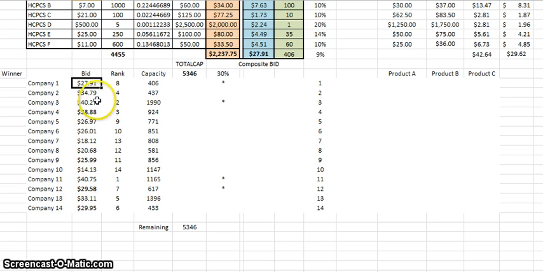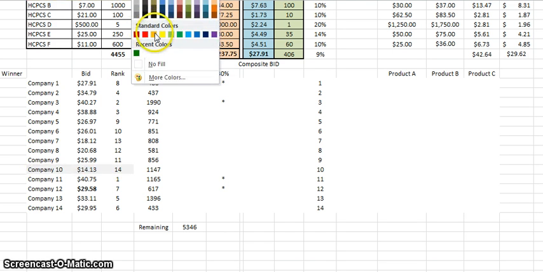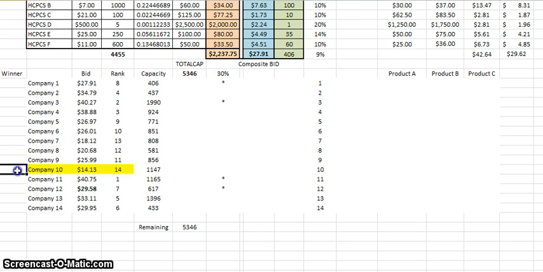Then what they're going to do is look to see who has the absolute lowest composite bid. In this case, company 10 has the lowest composite bid. When they figure that out, they're going to say, congratulations, you are the winner. And company 10 has now won competitive bidding. But now what CMS has to do is figure out, well, how many more winners can we have? This is where capacity comes into play.